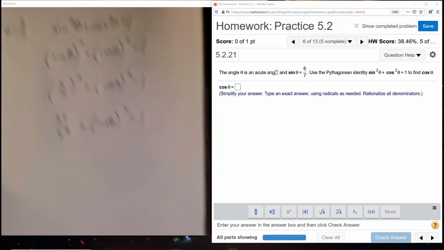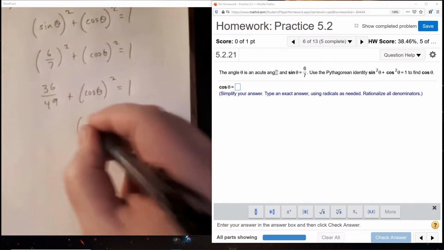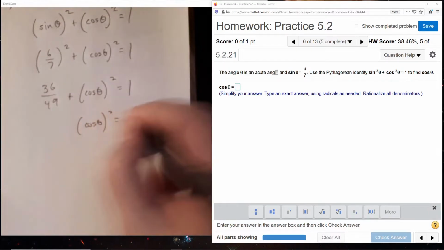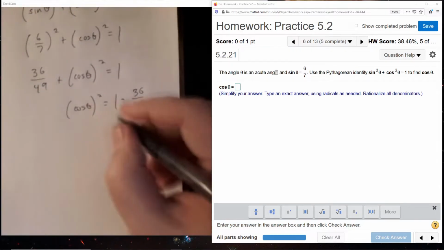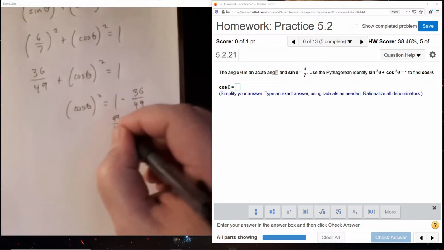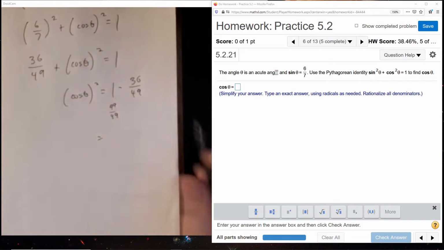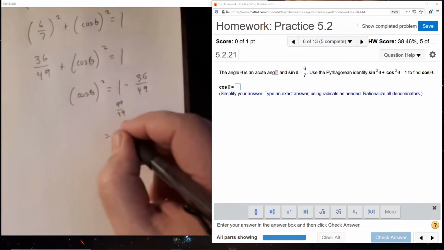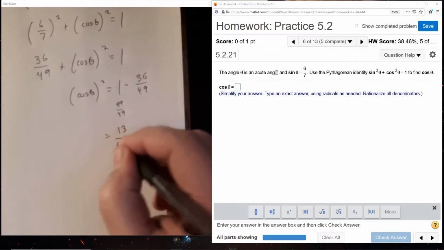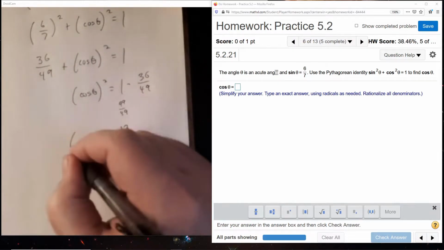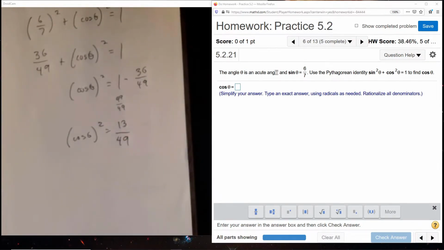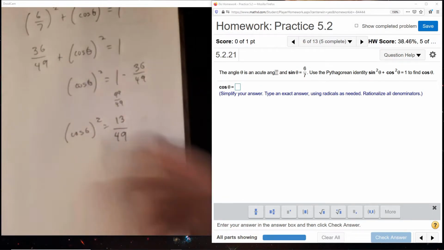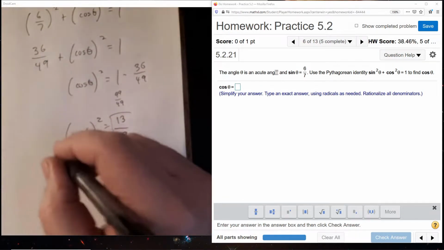And we'll subtract 36 over 49 from both sides and find a common denominator. So 1 is 49 over 49. So 49 minus 36, and that is cosine squared. Now to get cosine, we'll need to take the square root of both sides.